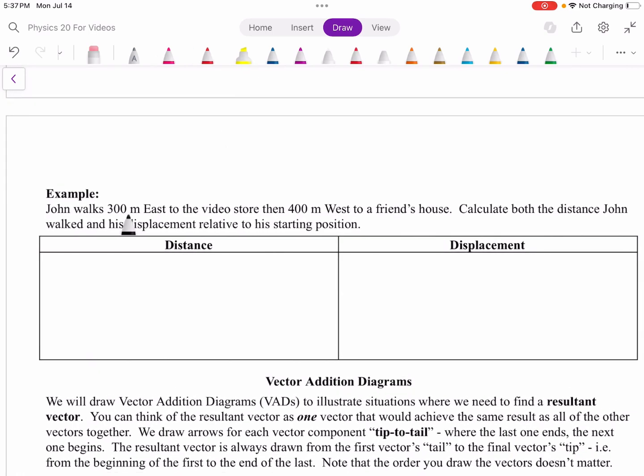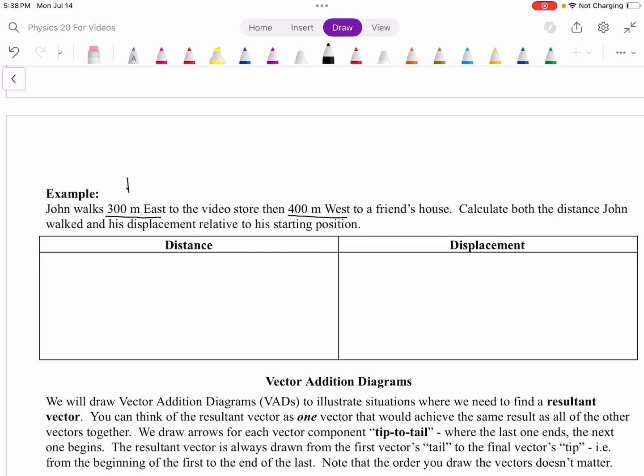Let's try one out where we're actually applying this here. So John walks 300 meters east to the video store, then 400 meters west to a friend's house. Calculate both the distance that John walked and his displacement relative to his starting position. Okay, so we've got two things here, right? First, John walked 300 meters east, then he walked 400 meters west. Okay, so to calculate John's distance, are we worried about the east and the west? No, right? We just want to know the total number of meters he walked.